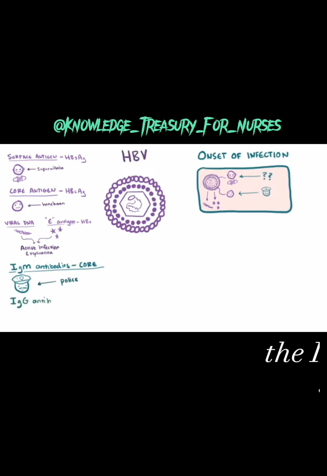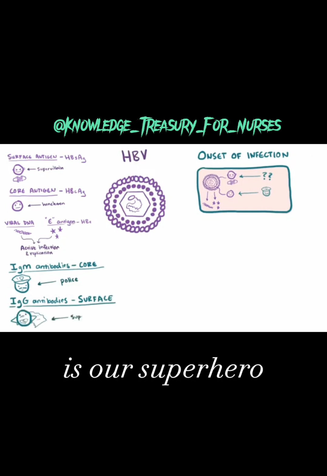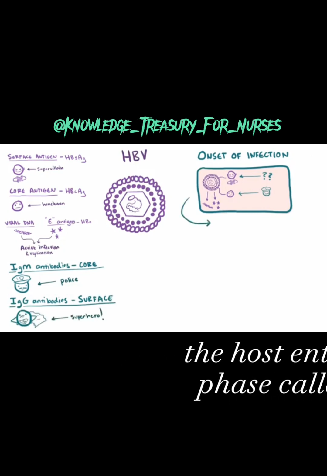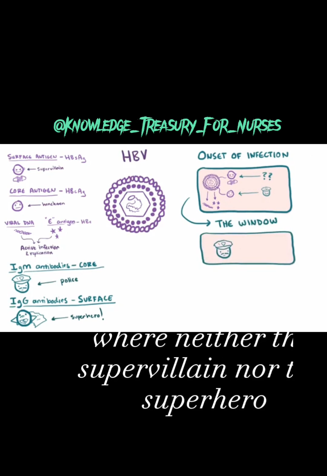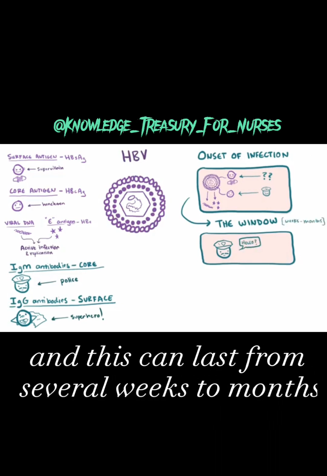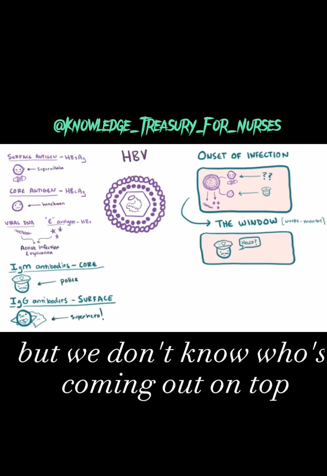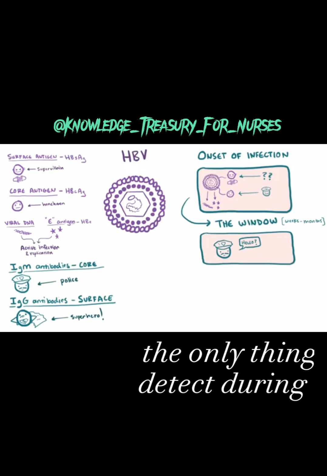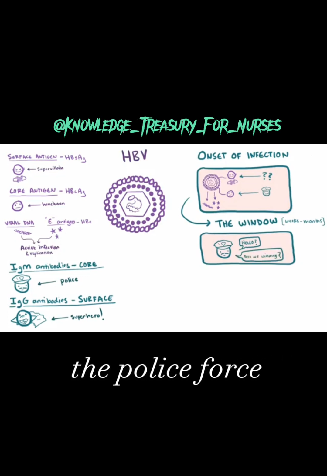So in this story, the IgG antibody for the surface antigen is our superhero. At this point, the host enters this spooky phase called the window, where neither the supervillain nor the superhero can be detected because they're both so low. And this can last from several weeks to months. It's like this war is being waged, but we don't know who's coming out on top. The only thing you can detect during this stage is the IgM core antibodies, the police force.